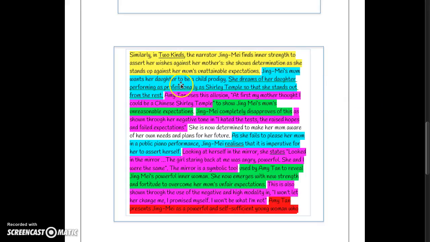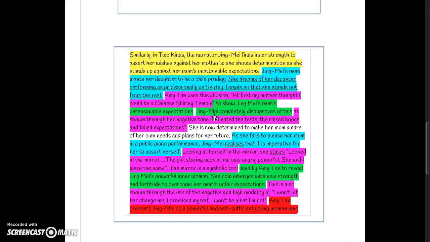Jing Mei's mom wants her daughter to be a child prodigy, sorry. She dreams of her daughter performing as professionally as Shirley Temple so that she stands out from the rest. Amy Tan uses this allusion: "At first, my mother thought I could be a Chinese Shirley Temple" to show Jing Mei's mom's unreasonable expectations. Jing Mei completely disapproves of this, as shown through her negative tone in "I hated the test, the raised hopes, and failed expectations." As you can see, I am adding very specific textual evidence, and I am linking it back to the fact that I say that her mom has these unreasonable expectations of Jing Mei. Okay?